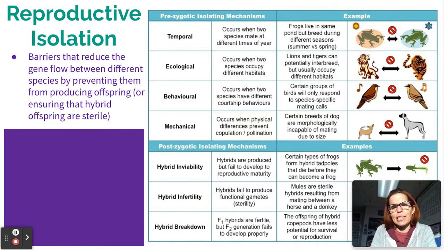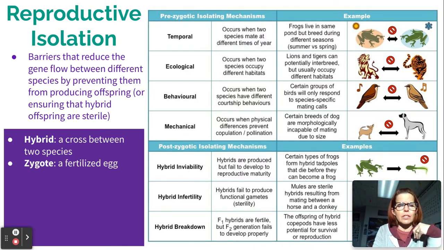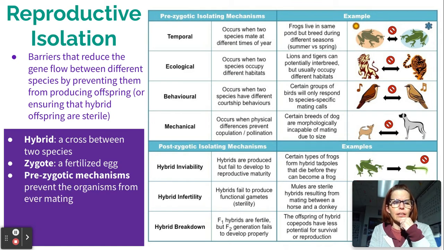So let's talk about the concept of reproductive isolation. Reproductive isolation, this is part of what leads to speciation, are barriers that reduce the gene flow between different species by preventing them from producing offspring or ensuring that hybrid offspring are sterile. Just a couple quick definitions. Remember, hybrid is a cross between two species. A zygote is a fertilized egg. So when sperm and egg come together, that's a zygote.